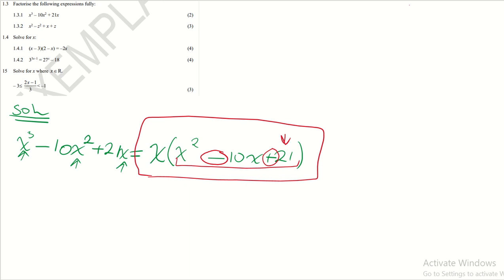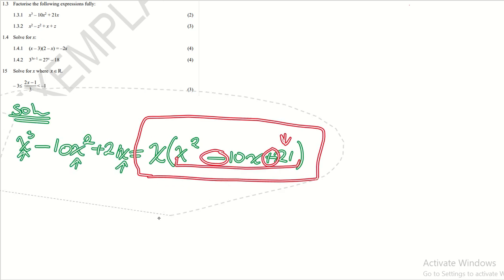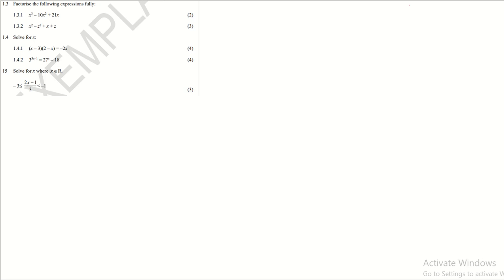However, if there were factors of this, we were going to factorize this again. Let me go to the next problem without making an example of what I'm trying to say due to time. I don't want to make long videos.